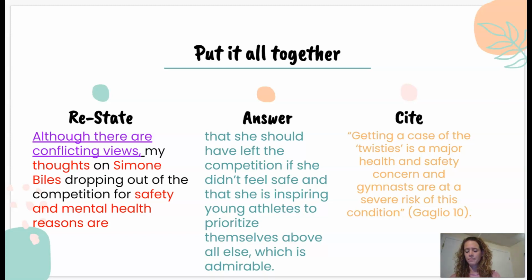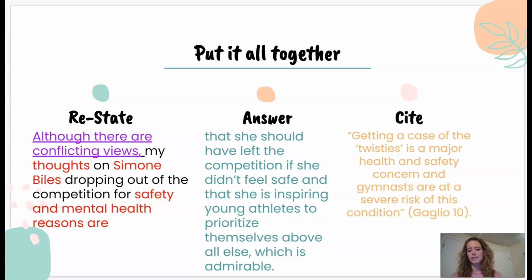Here's the quote. Getting a case of the twisties is a major health and safety concern, and gymnasts are at a severe risk of this condition. This is found in an article by Gaglio on page 10 of an essay. And so I've got the period on the outside. It looks good. So this quote now supports my answer, and that's what we want.